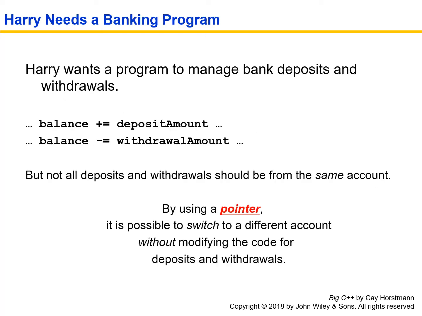Okay, now let's get down to some concrete examples. Harry wants a program to manage bank deposits and withdrawals. He wants to say balance += depositAmount or balance -= withdrawalAmount. But he doesn't always want the deposits and withdrawals to be from the same account. By using a pointer, it's possible to have balance point to a different account at a different time without needing to modify the basic code that he's already written here.